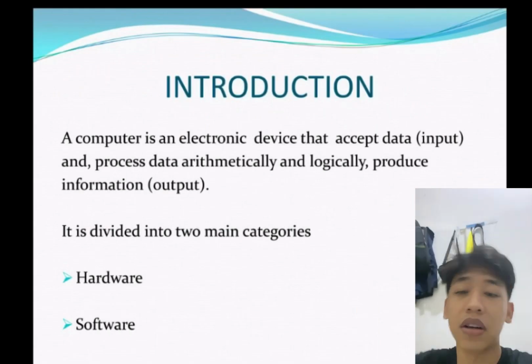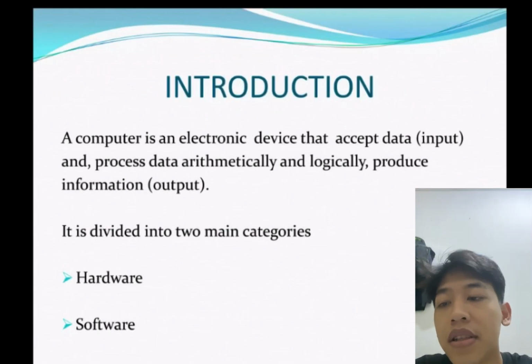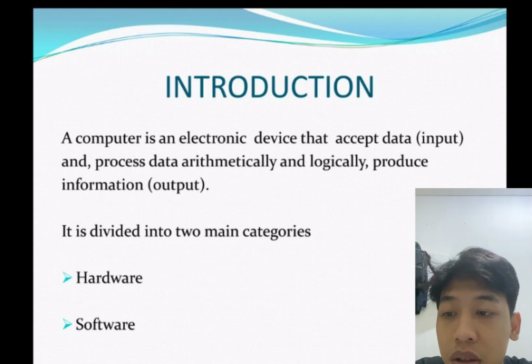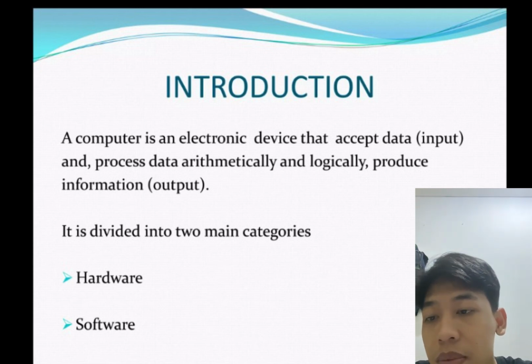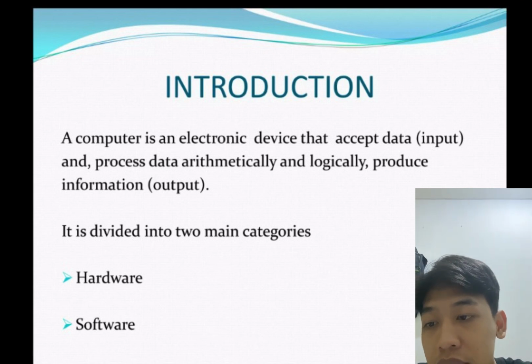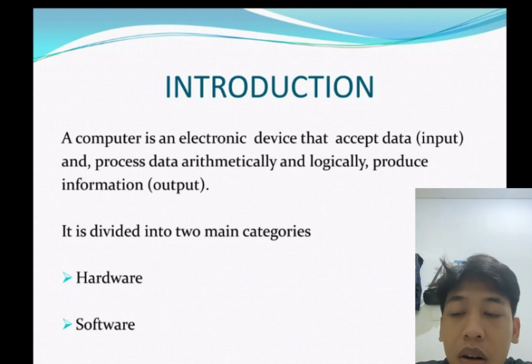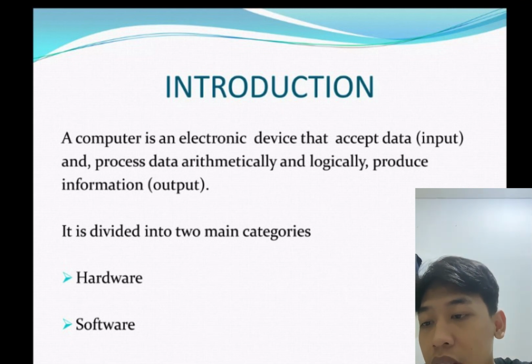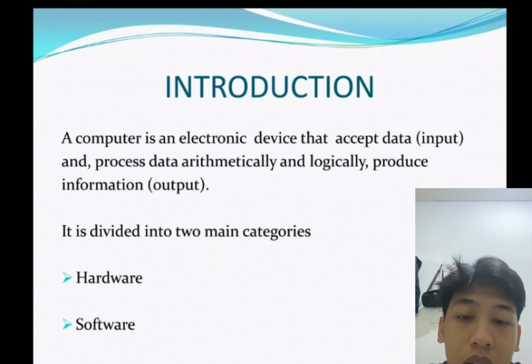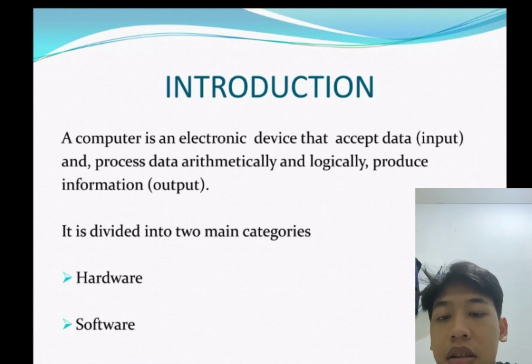Okay, for the first page is introduction. A computer is an electronic device that accepts data or input and processes data arithmetically and logically, producing information or output. It is divided into two main categories. First is hardware and second is software.